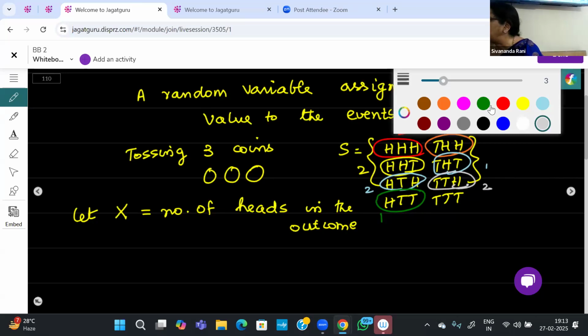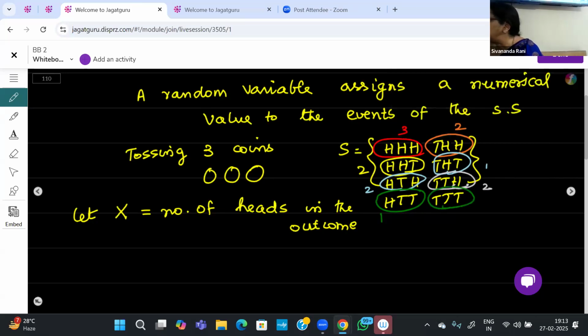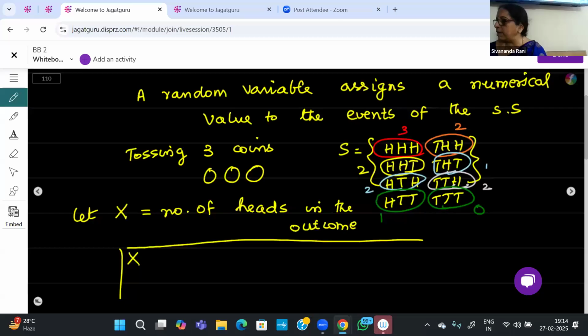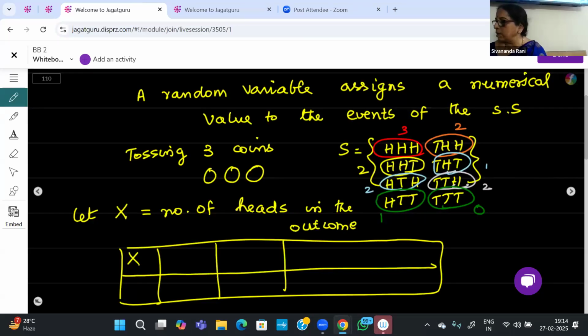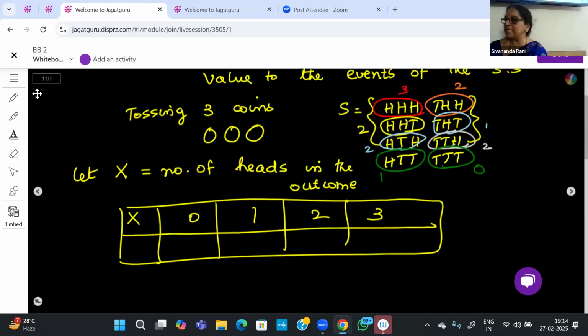And here I've got, what is the number here? 0. Okay, so every sample point has become a number. So what is the range of these numbers? Minimum I have 0, maximum I have 3. So your random variable seems to be taking only 3 values. So your X is taking only 3 values. What are they? They are nothing but 0, 1, 2. Okay, so only these values it is taking.